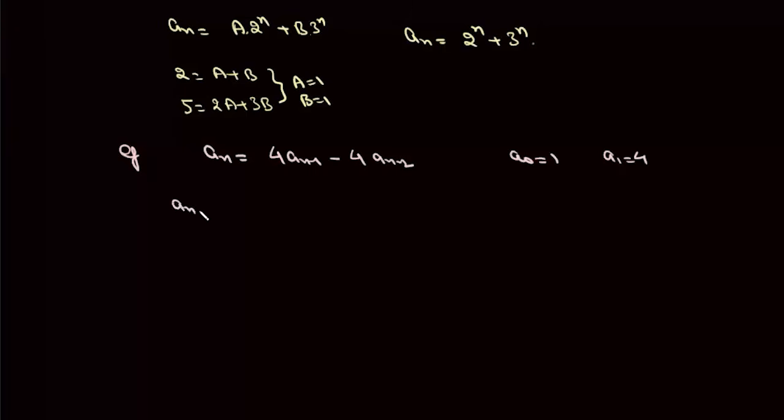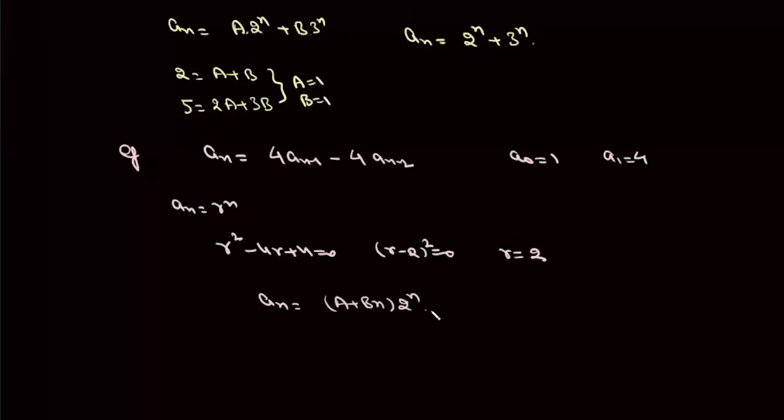Now again, we'll write a_n as r to the power n. So we'll directly write the characteristic equation. So it will be r square minus 4r plus 4 equals 0, which is (r minus 2) whole square equals 0. So here the value of r is 2. Now we know that in this case, a_n will be (a plus bn) into 2 to the power n.